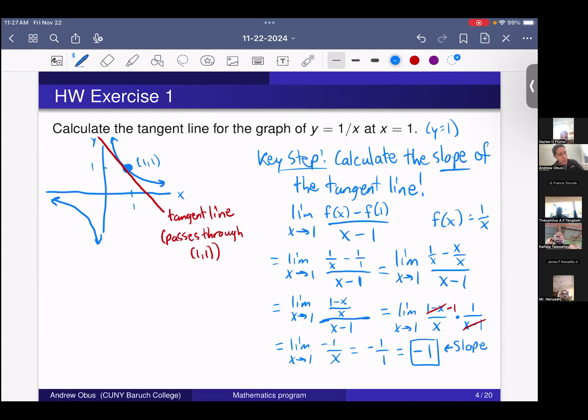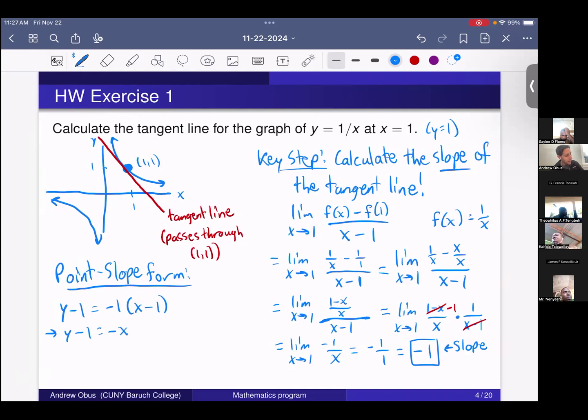And now what do we know? We have a line whose slope is minus 1, and that passes through the point (1, 1). So we can write the equation in point slope form: y minus 1 equals minus 1 times x minus 1. If you want to simplify this, y minus 1 equals negative x plus 1. And sometimes if you want to get the y on one side, you just have y equals negative x plus 2. And so this is your final answer.